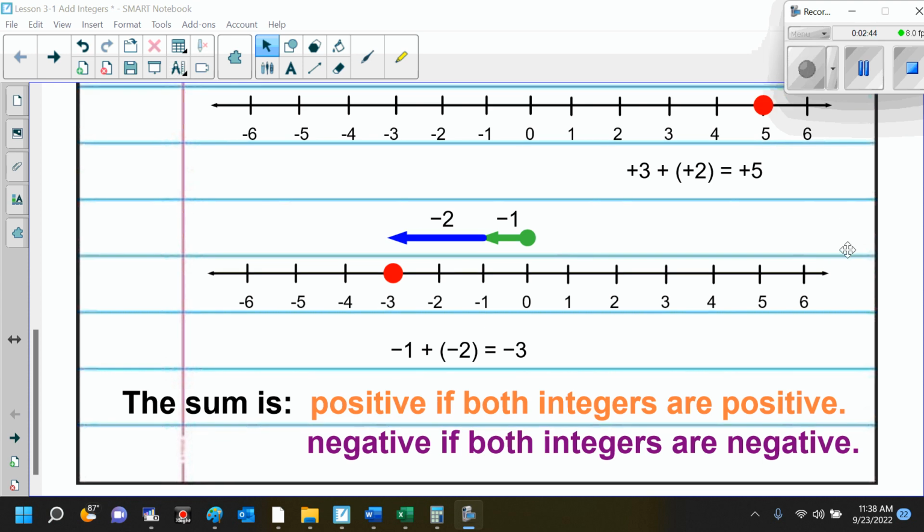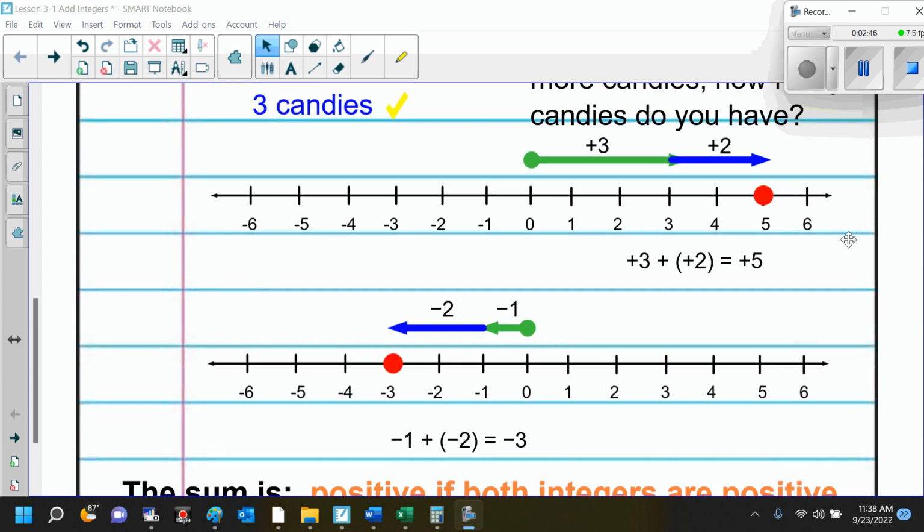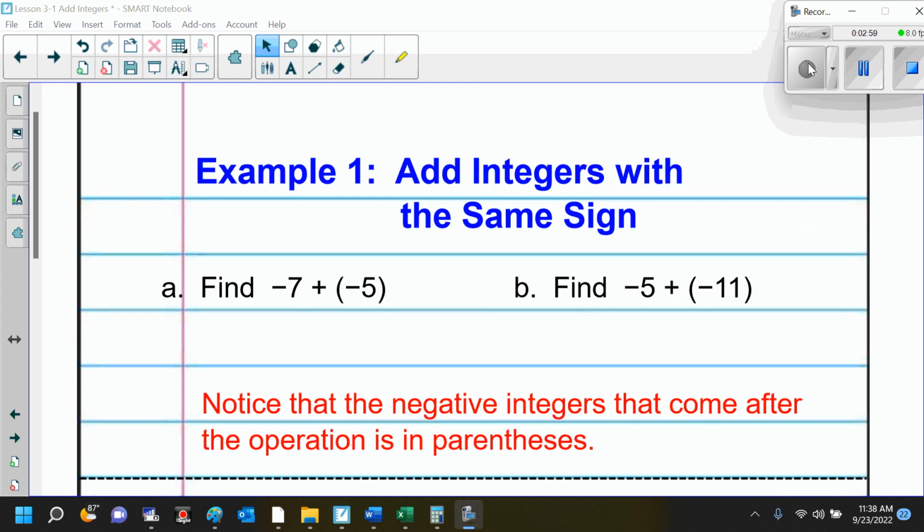Now, when we're looking at this, what do you notice? So what do I do with the actual digits to get my final sum? You just add them together. So example 1 is add integers with the same sign. Make sure you write your heading and your examples.